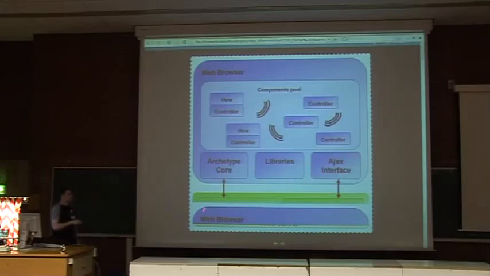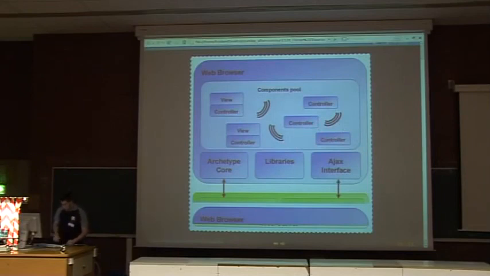So archetype core will load everything needed in static files. You can use libraries like Scriptaculous, Dojo, whatever you want. And then you make your components, graphical components, which use the model view controller system. The model is brought by the Ajax interface, and the controllers see everything needed to do a real middle layer on your front side.